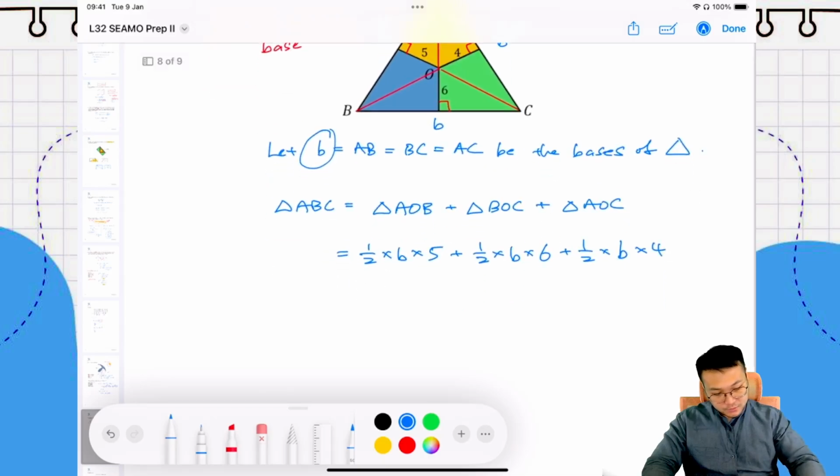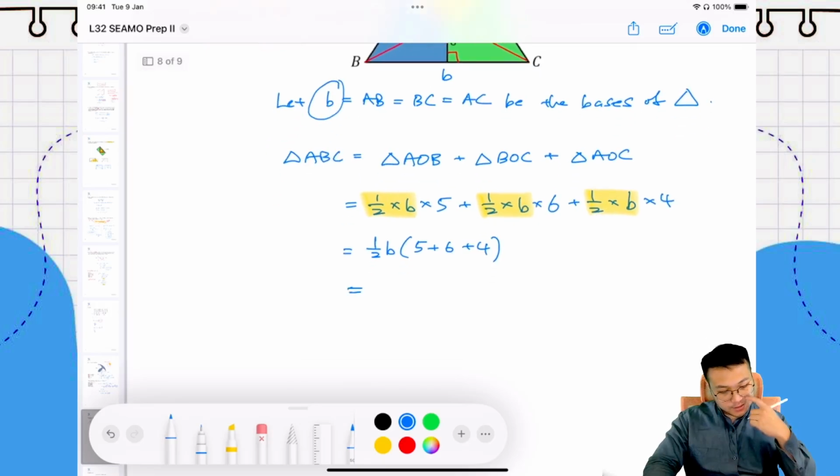Times 4. Do you notice that this keeps on repeating itself? Yes. So what can I do? Take it out of the bracket. What is left? What do I have left? 5 plus 6 plus 4. Very good. What is 5 plus 6 plus 4? 15. Okay, so I'll have 15. My answer is 15B over 2, yeah?